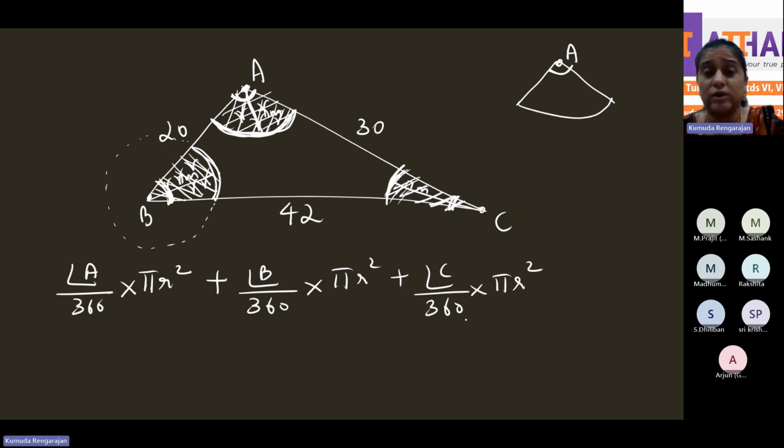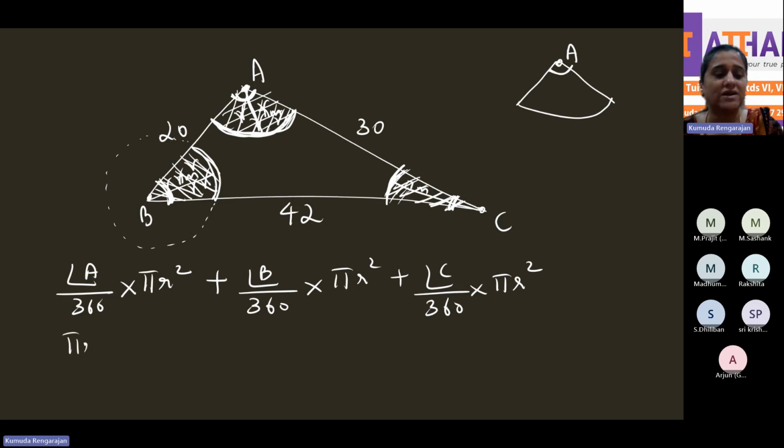We are not given the measures of angle A, B, and C. Now here we have written an expression to find the area of the three sectors together. Angle A by 360 into pi r square plus angle B by 360 into pi r square plus angle C by 360 into pi r square will give you the area of all three sectors. Separately, you cannot find the area of the sectors because we don't know the sector angle.